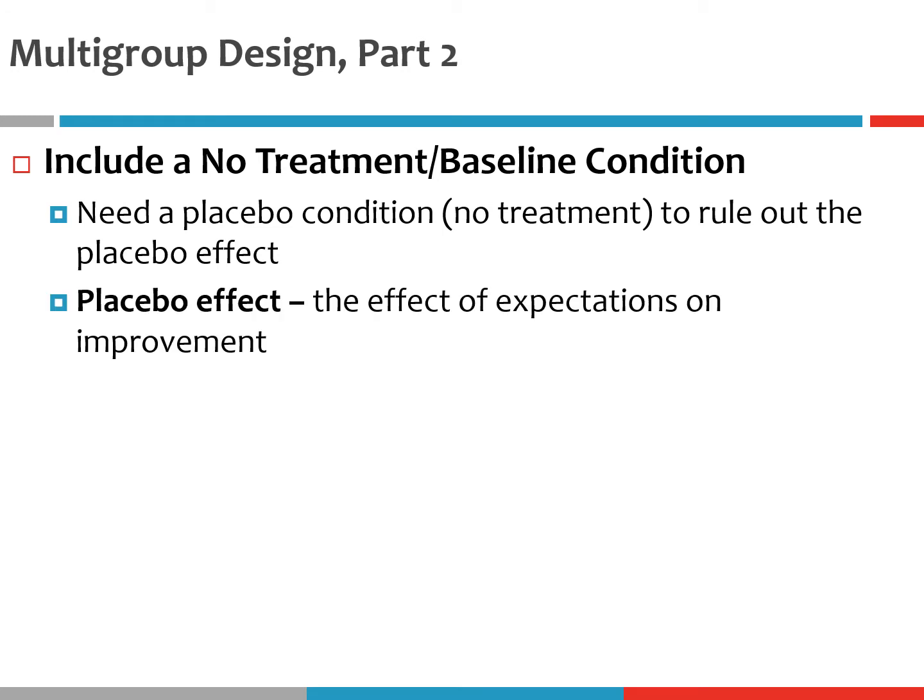So as I mentioned before, placebo effect is the effect of your expectation to get better. So if you take that drug, if you take that placebo, you think it's the real drug, and you think you're going to get better. And just thinking you're going to get better actually makes you improve. So if I gave you a placebo and I told you this is a new antidepressant and you took it, you would probably say, I feel better.